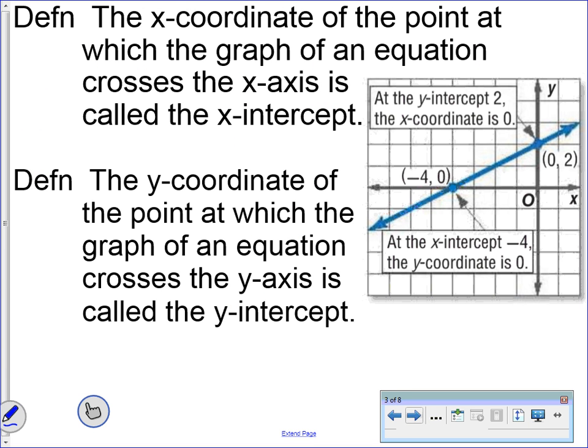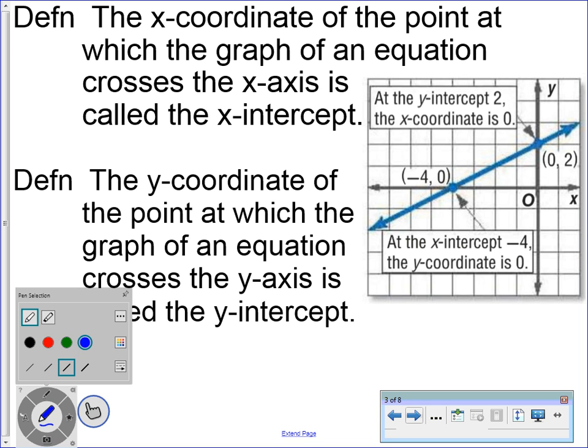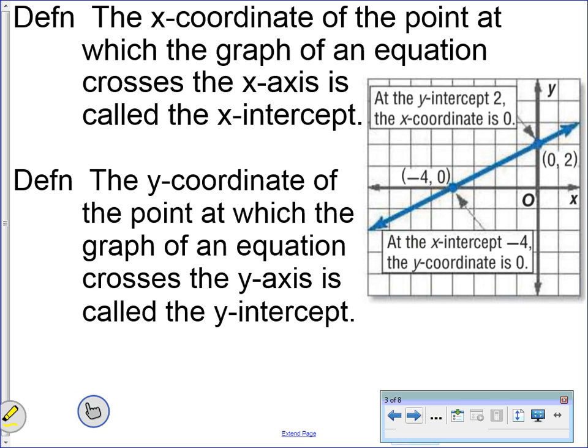Now, before we do any graphing, we need to discuss the x and the y intercepts. Now, the x-intercept is when the graph crosses the x-axis, and the y-intercept is when the graph crosses the y-axis.